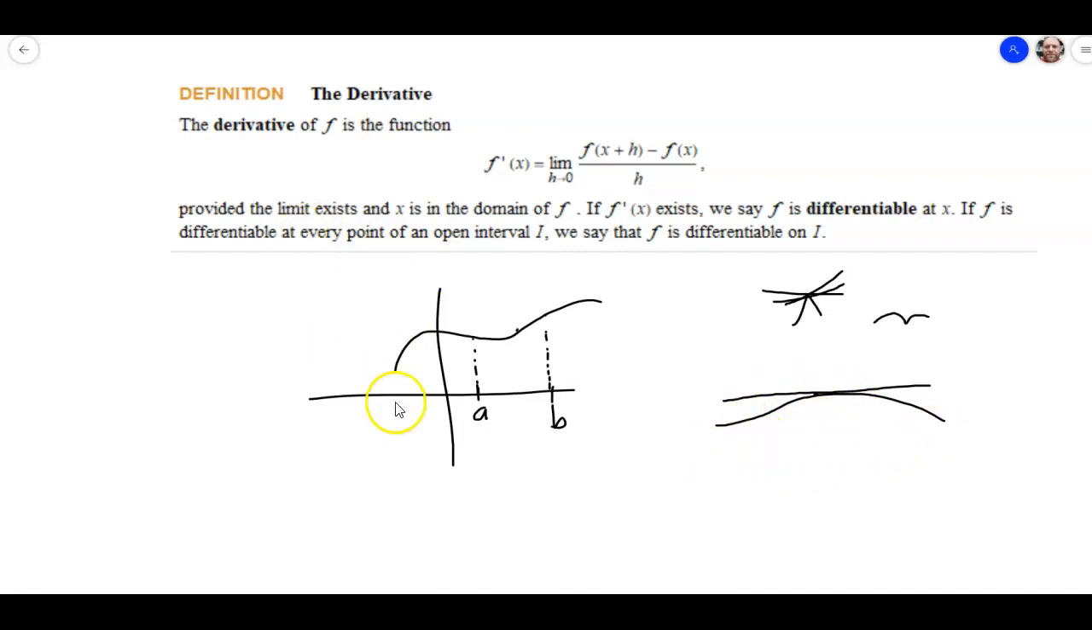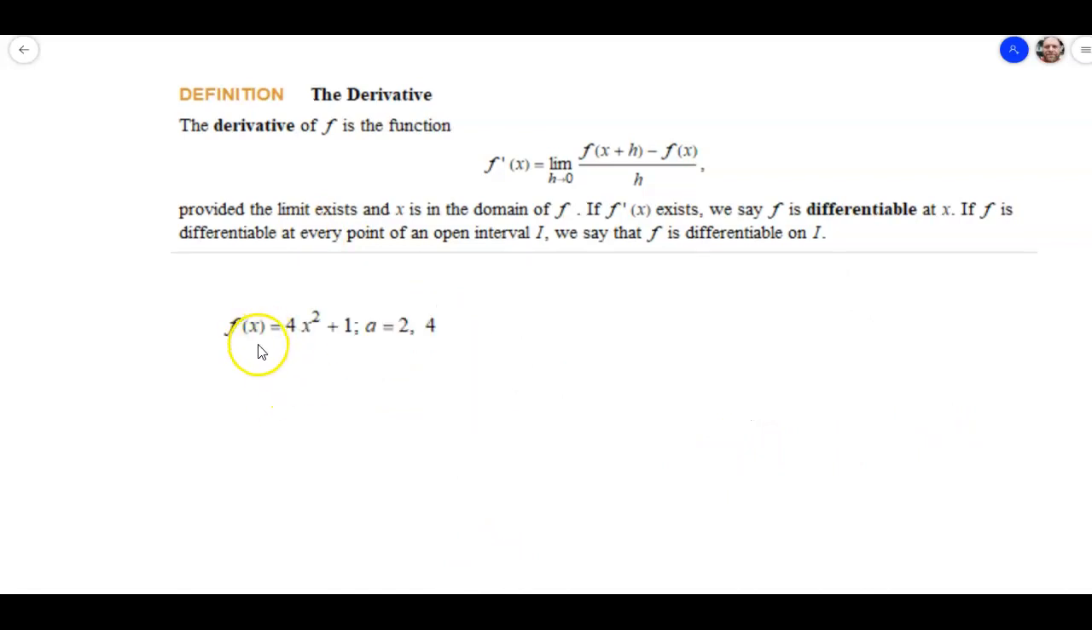All right, so let's take a look at some examples here. For this first one here, I want to find the derivative of f with respect to x, using this formula up here. And then after I find that derivative function, I want to evaluate it at both 2 and 4. So go ahead, see what you can do, and then we'll pause the video, and then we'll go through the solution.